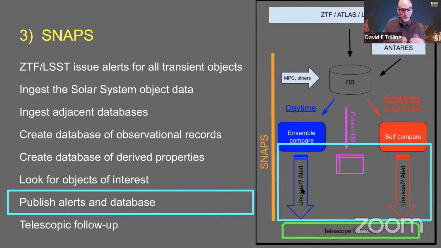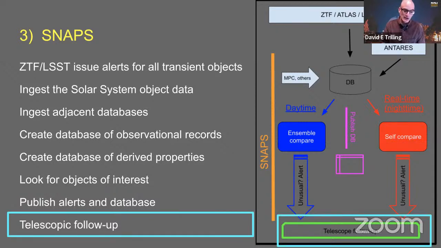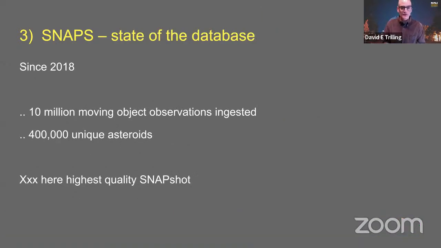And then we publish alerts in a database. So in each of these cases, we can say, aha, we found something interesting, and that's an alert that we can issue. And we also have a database and a web portal, and I'll come back to that at the very end. And finally, there is the opportunity for us and others, of course, to do telescopic follow-up of objects of interest. And I'll show you that at the end as well. Okay, so that's our flowchart of SNAPS.